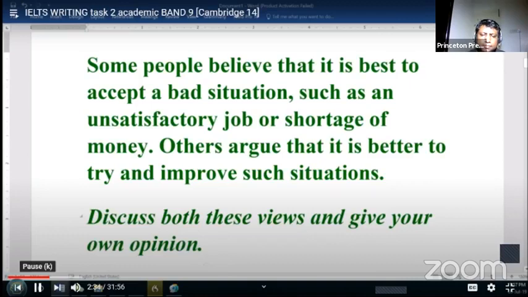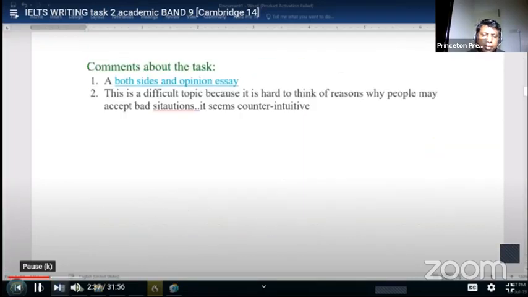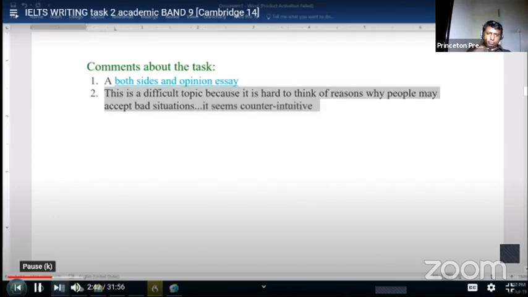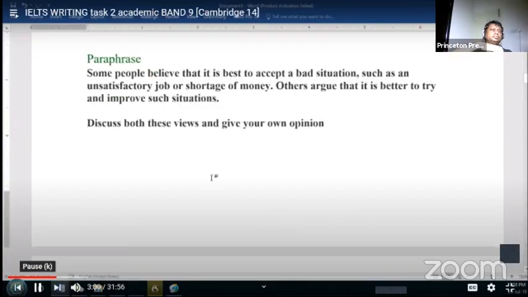Discussing both the views and giving your own opinion is going to affect the structure of your essay. Just a couple of quick comments about this task. So it's a both sides and opinion essay. I think the other thing I want to mention is it's quite a difficult topic because it's quite hard to think of reasons why people might accept bad situations. It seems to me counterintuitive, which just means it sort of goes against my instinct or natural beliefs. Now, I always think it's a good idea at the start when you're planning your essay to do the paraphrasing, to think what the key words are and how you can paraphrase these in your essay.